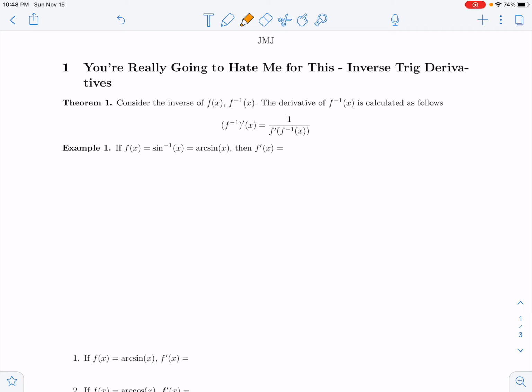All right, guys. Sorry. We have a kind of a blast from the past. We're doing some more derivatives. And these are the inverse trig derivatives.